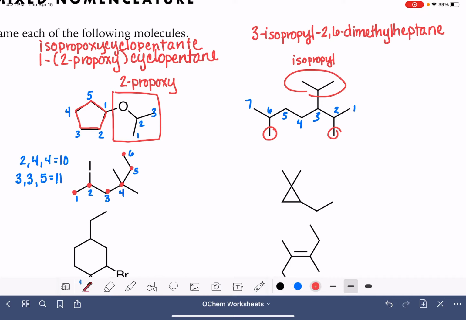We have an iodo on carbon number 2, so this is 2-iodo. And then we have our 2 methyls on carbon number 4 and 4. 4,4-dimethyl hexane.